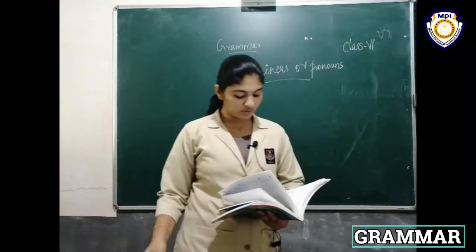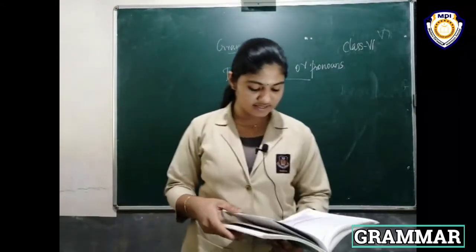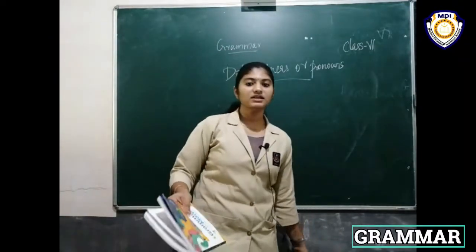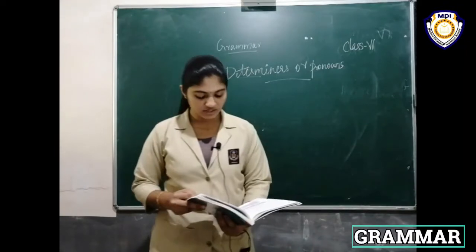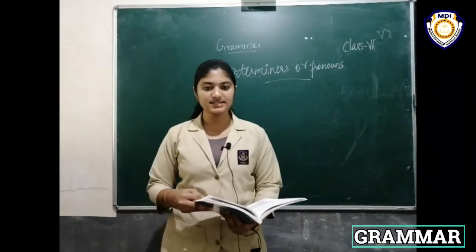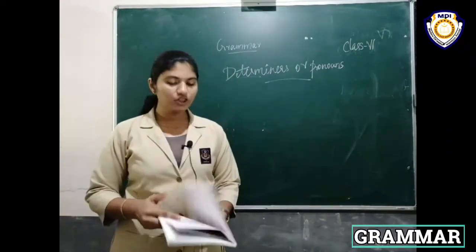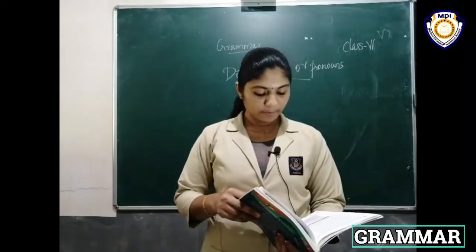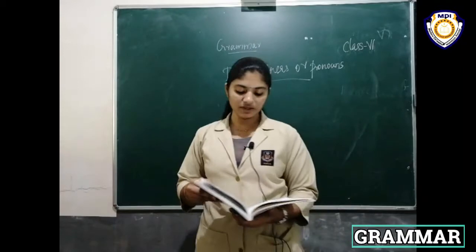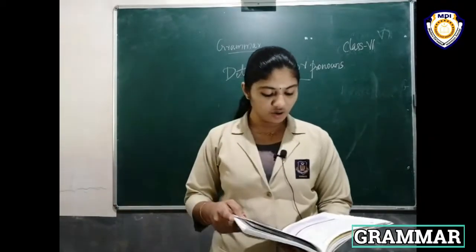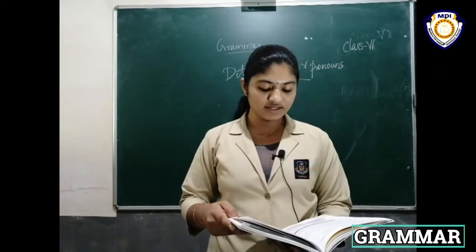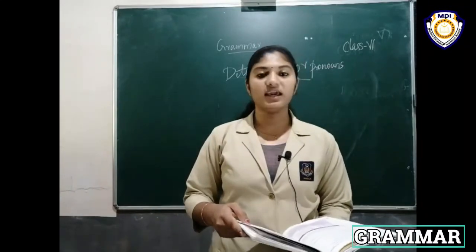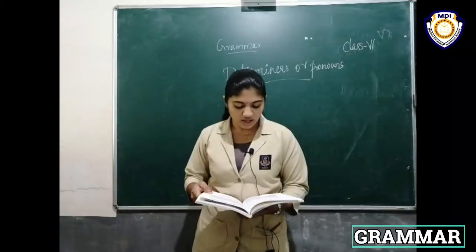Some words can be used as pronouns as well as determiners. Words such as this, that, these, those, his, her, what, which, whose can be used as both. We can know whether a word is used as a determiner or a pronoun by looking at how it is used in a sentence.